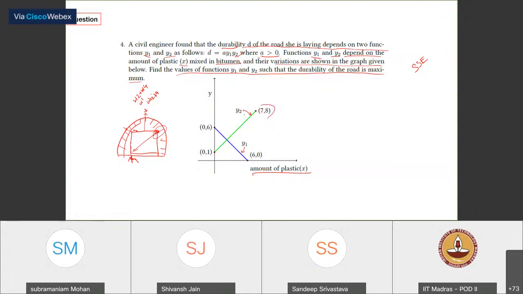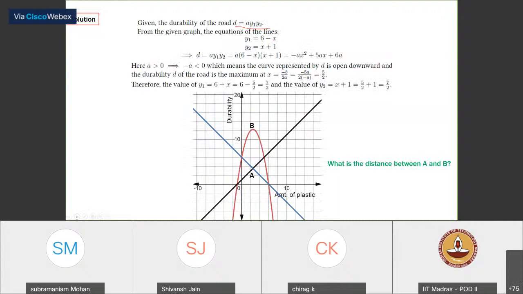So here are 2-point forms of the equation. Both 2-point forms of the straight lines are given, right? So you find out the equations of the 2 lines, and what is y1 and what is y2 you find from the equations. Once you find that, the equations come as 6 minus x and x plus 1. This is one line I was plotting in Desmos, and this is another straight line.